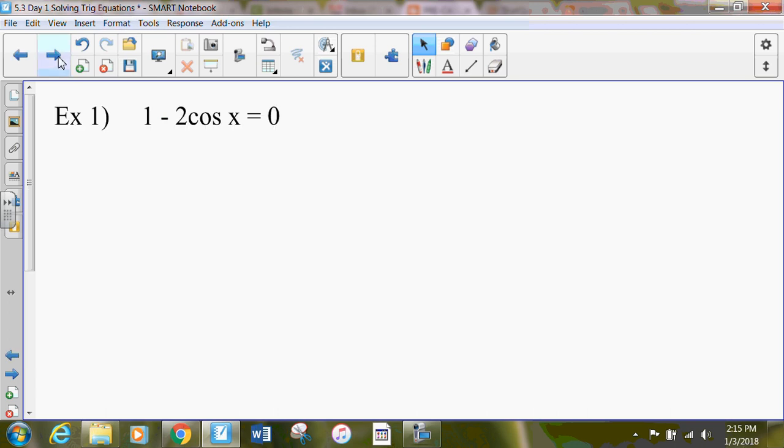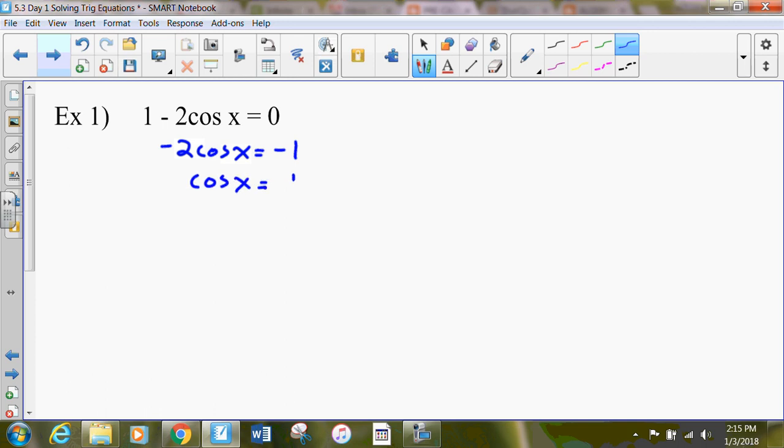If I think about isolating cosine x, I know what my first step has to be. I'm going to get rid of that 1. I'm going to subtract the 1 from both sides. And then finally, to set the cosine x free, I'm going to divide both sides by -2. And I get cosine x equals 1/2. So we're looking for an angle that has a cosine equal to 1/2.